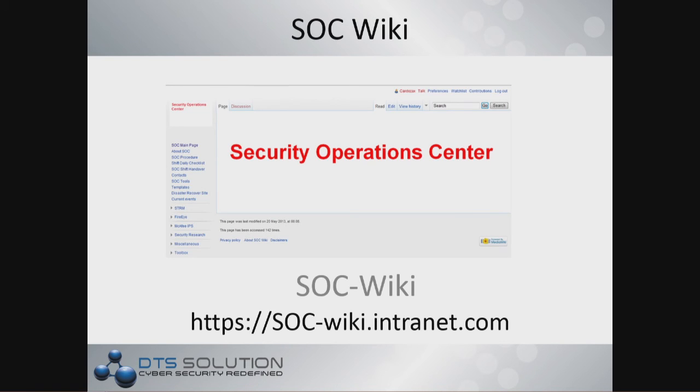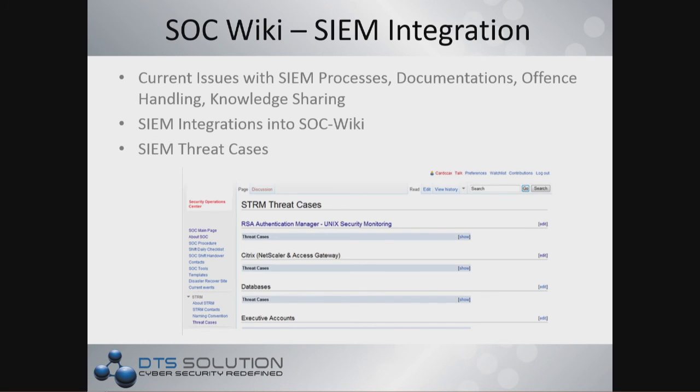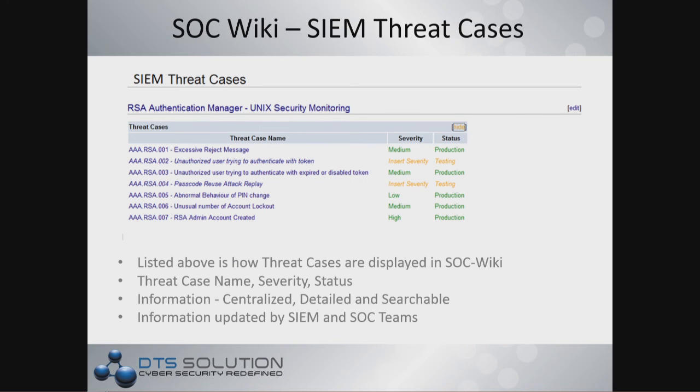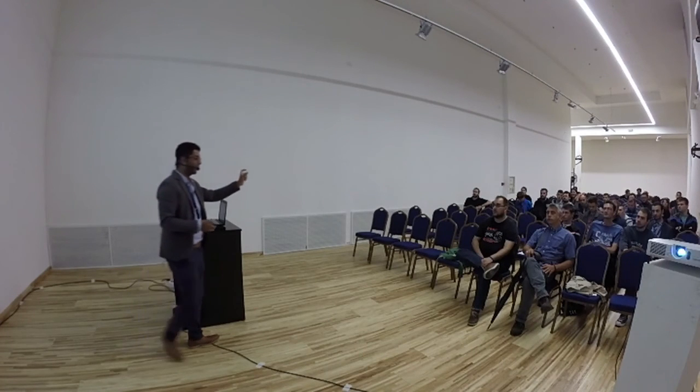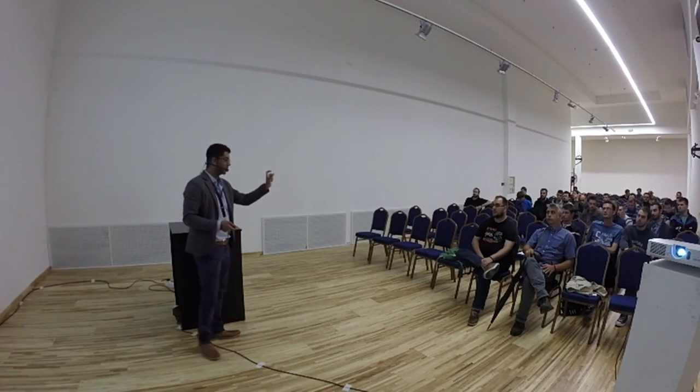Other things that are interesting to do is building your own intranet page. This is quite handy because if you're managing a large enterprise environment, you can build your own intranet page and build the threat cases. In this particular case, I don't know if you know RSA Authentication Manager. Anybody know RSA Authentication Manager? This is the two-factor authentication key fob.